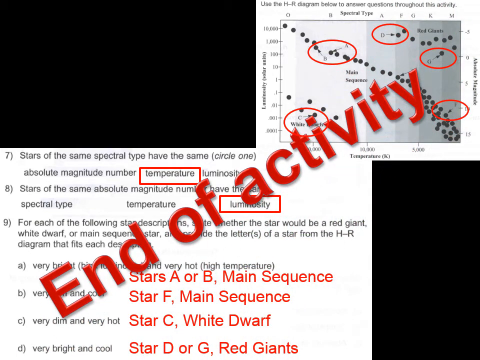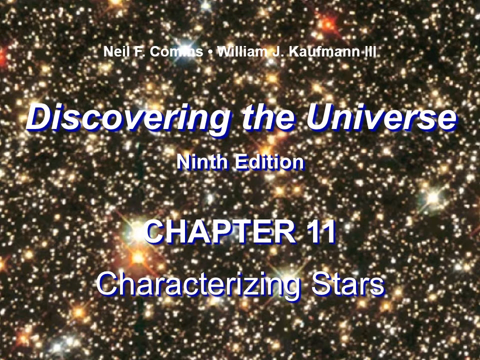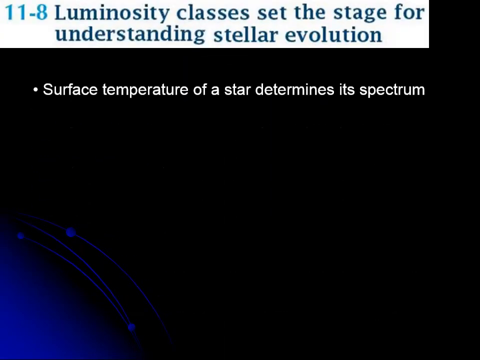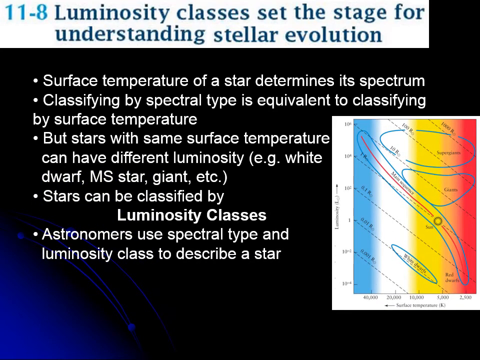And this is the end of the activity of the lecture tutorial. We continue now with section 8. By looking at the difference in luminosity, the stars can be classified into luminosity classes.